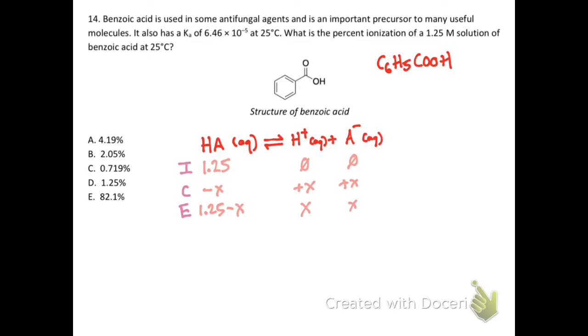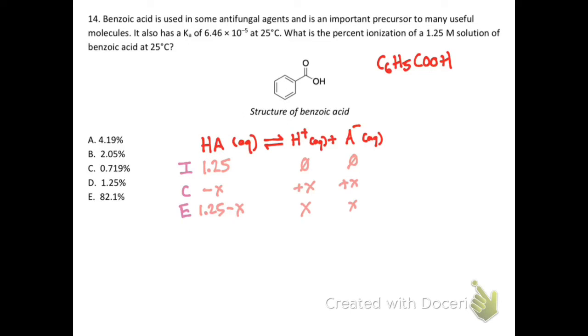All right. So now, if we want to find out what X is, because here we're looking for percent ionization, we want to know how much of our HA is dissociating, what fraction of it is, well, what percentage of it is. So we need to write out our equilibrium expression.